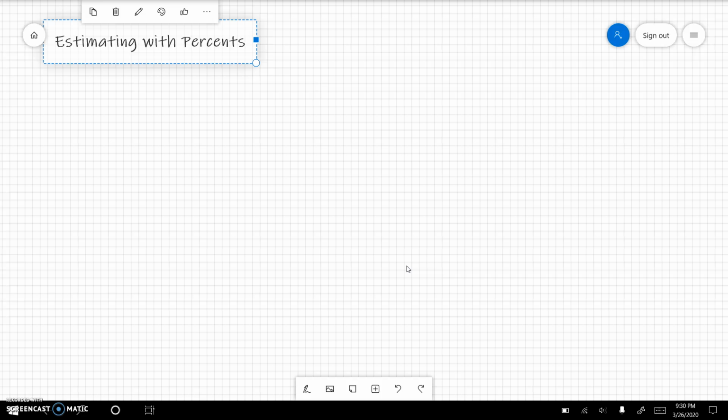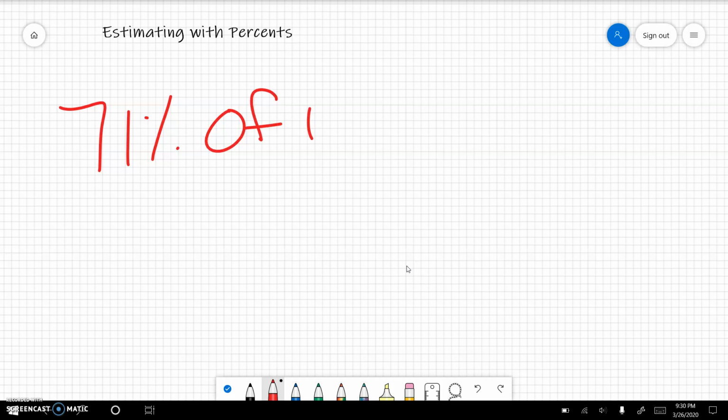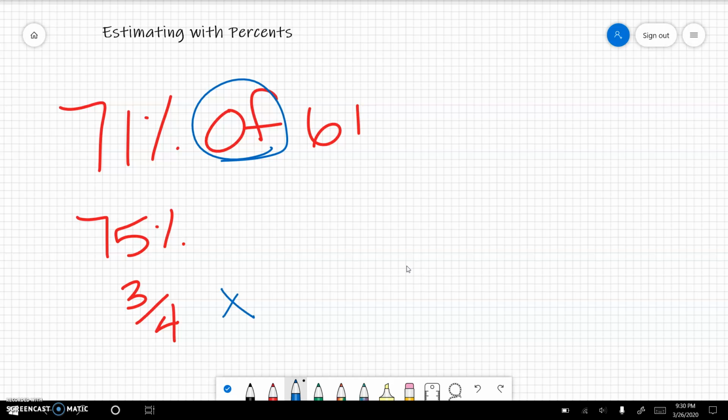So I'm just going to start with some examples. So the directions today just say estimate. So I know that I'm going to be doing some rounding. So my first question is 71% of 61. So if I look at my chart, I can see that 71% is really close to 75%, and the equivalent fraction of that is 3/4. So I'm going to use 3/4. And you should remember that of means to multiply.